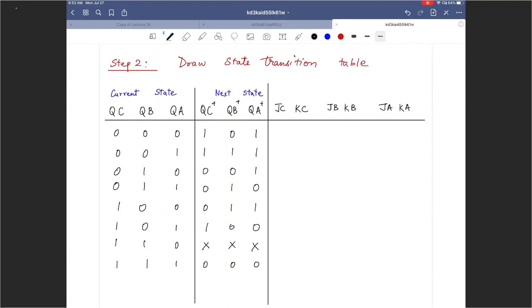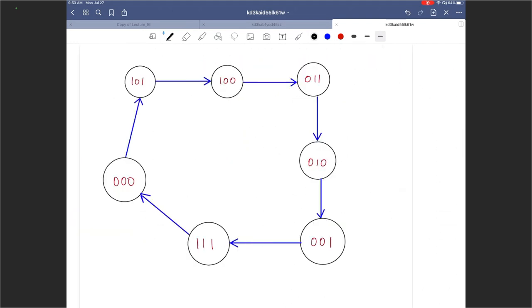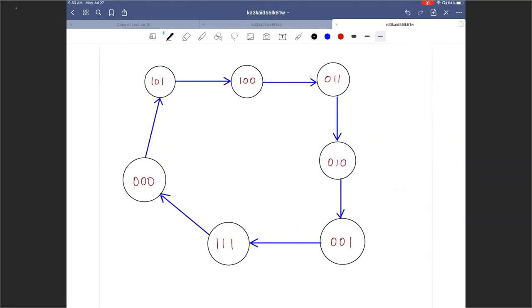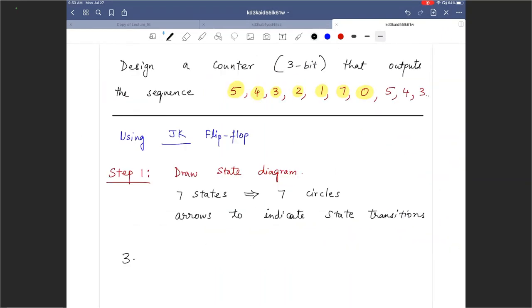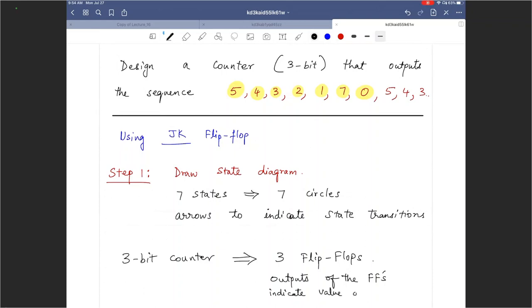And of course, we need 3 flip-flops to do this because we have a 3-bit counter. So let me write that statement down over here. 3-bit counter implies 3 outputs, 3 flip-flops. Whatever they may be, data flip-flop, JK flip-flop, T flip-flop, we need 3 of them because the output of the counter is what the value of the counter is, right? The outputs of the flip-flops indicate the value of the counter. So if you have a 3-bit counter, of course we need 3 flip-flops.